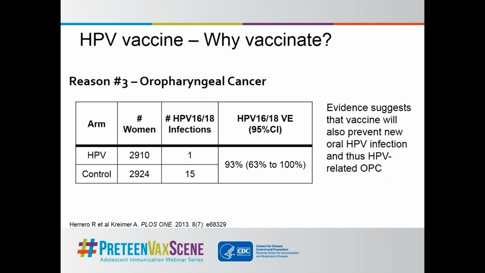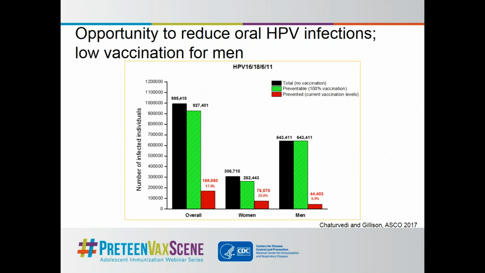So in a study among women, which again is not the relevant population for oropharynx cancer or even oral HPV infection, at one time point investigators looked to see whether or not women who had been vaccinated versus controls had presence of infection. 15 women in the control group had infection as compared to only 1 in the vaccination group, which suggests that the vaccine will have high efficacy in the order of 90% to prevent oral HPV infection.